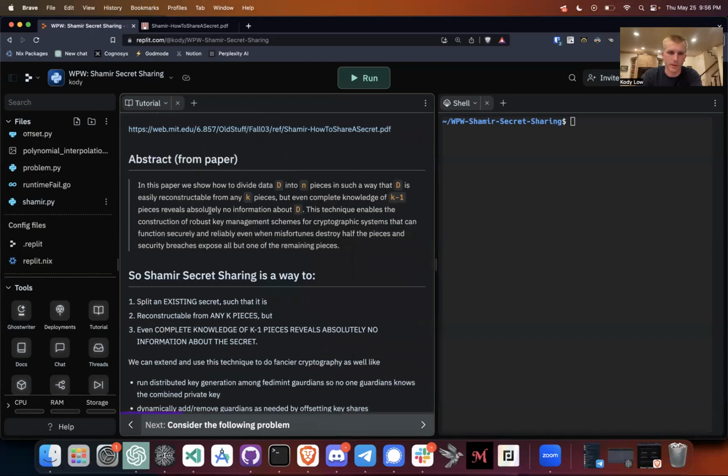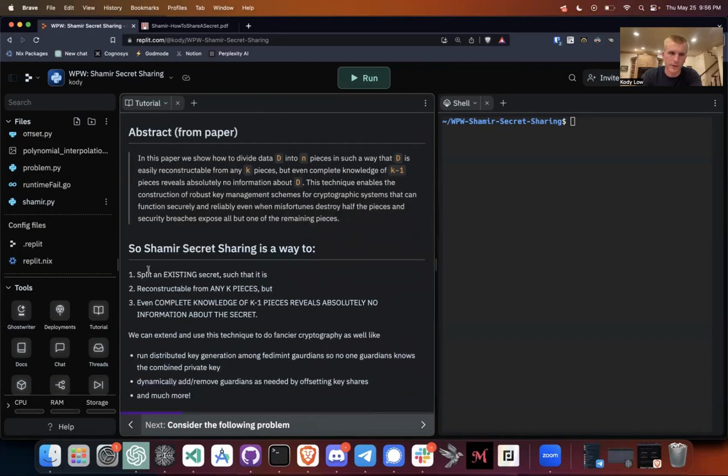So the abstract from the paper, you can read that on your own. Shamir secret sharing is a way to split an existing secret such that it's reconstructible from any K pieces, but even complete knowledge of K-1 pieces reveals absolutely no information about the secret, right? And so this is a threshold secret scheme. So I'm going to take a secret and split it into, like, 3 of 4 pieces.